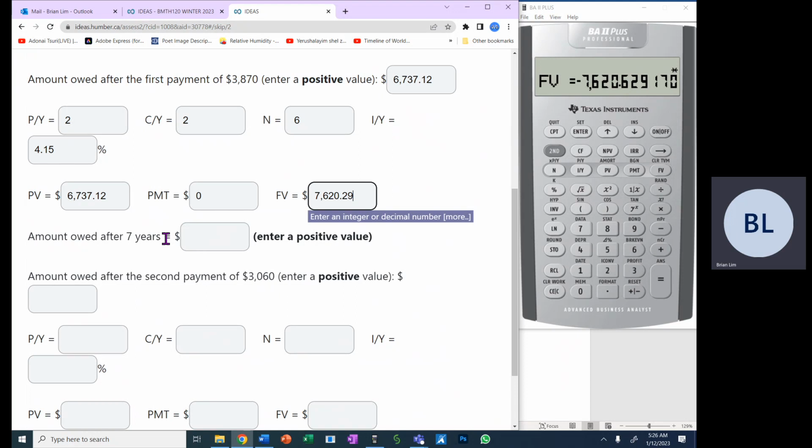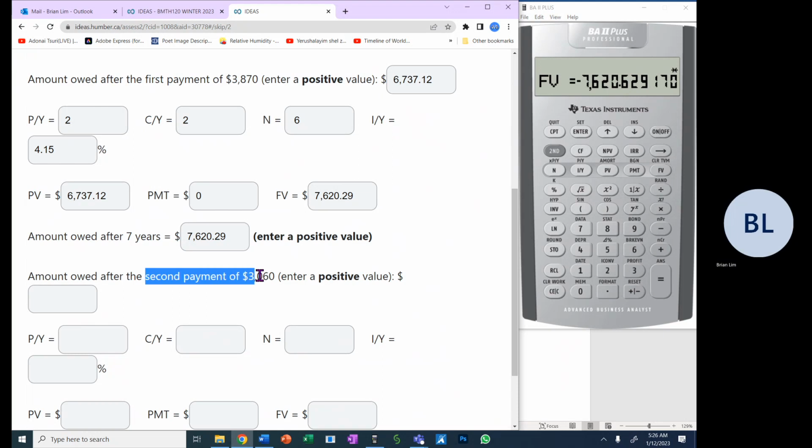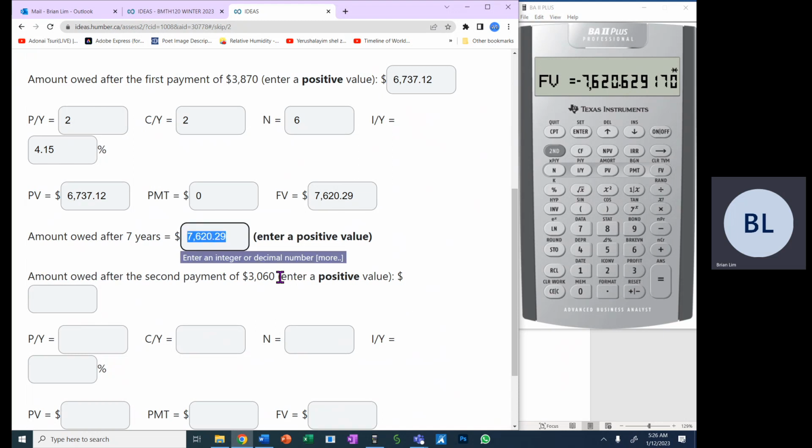So the amount owing after 7 years, this is just to make sure that you know that that is the number that goes in there. So we copy and paste, and there we are. Okay. Now there's a second payment of 3,060. So what we need to do is to take this number and subtract 3,060. So there we are. We have the future value.